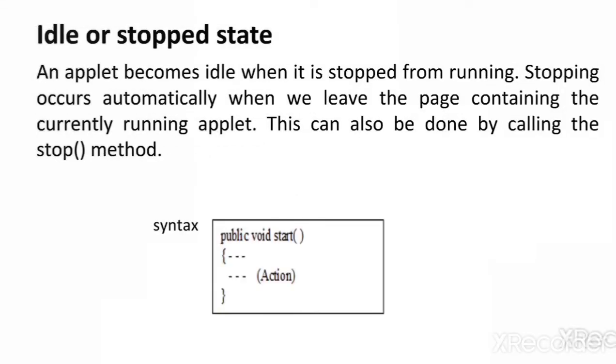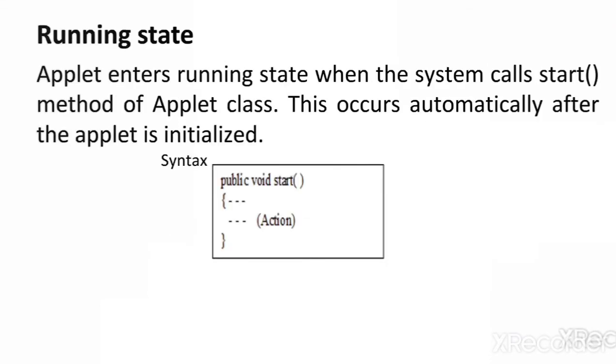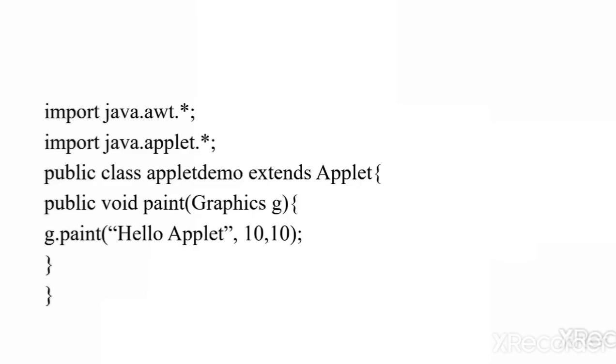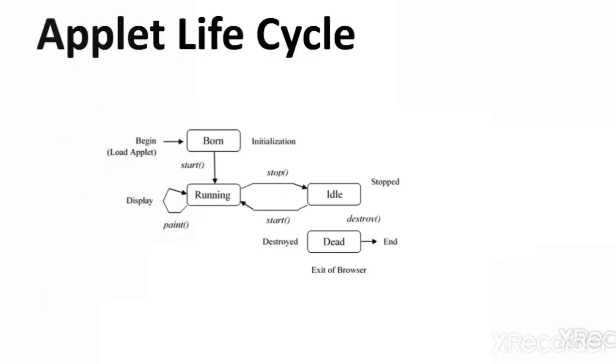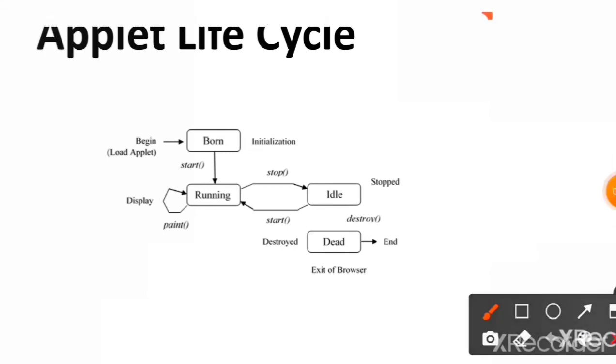idle or stopped state. An applet becomes idle when it is stopped from execution or stopped from running. So you can visit the previous slide of an applet life cycle. Here you can see an applet which is in running state may enter into the idle state, by calling the stop method explicitly or implicitly.